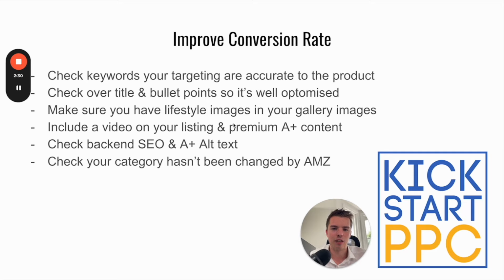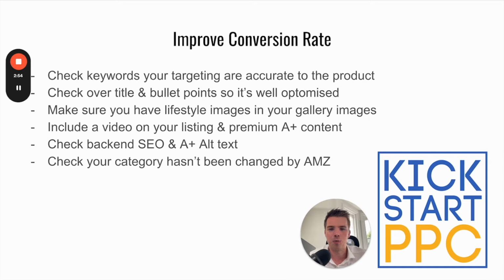Also have a video in your Premium A+. You might just have standard A+ content now, but if you just have standard, you can go ahead and upgrade that to Premium. It will cost you a bit, but we recommend it. It makes your A+ look a lot better. So also get your SEO and alt text in the A+ content done. That's free, so just go ahead and do that.